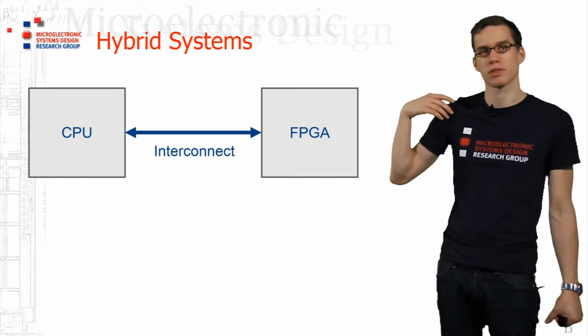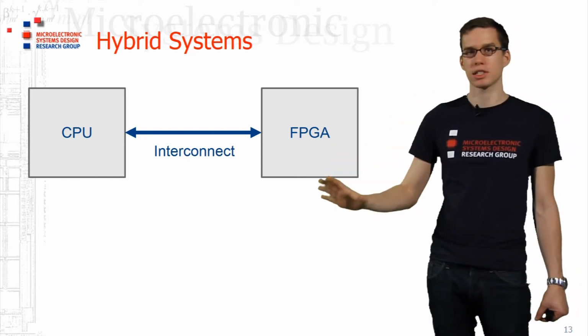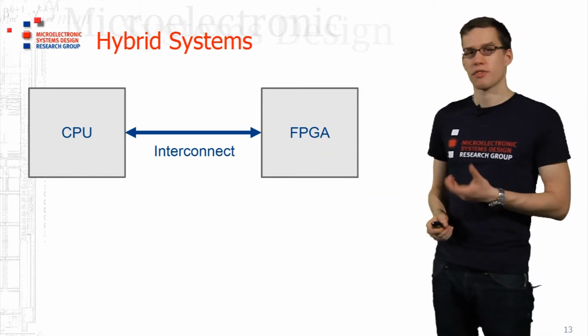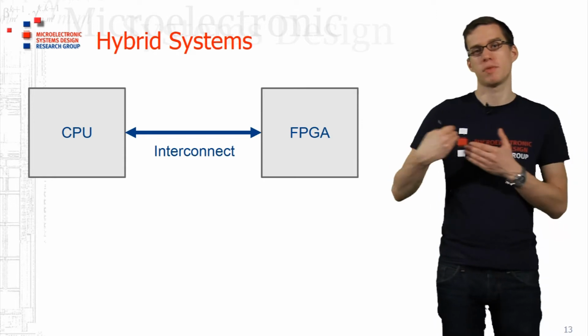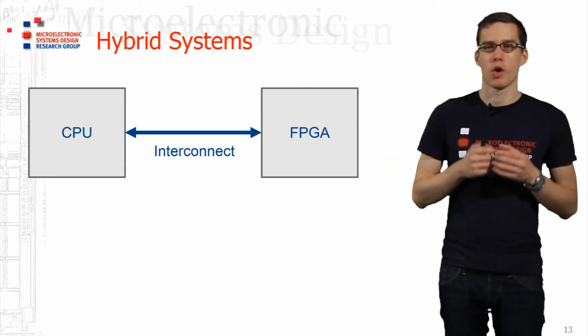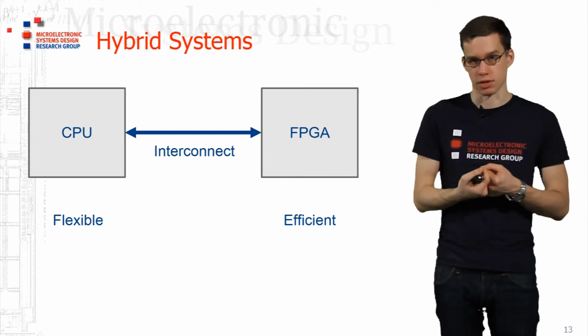A hybrid system consists of a CPU, an interconnect, and an FPGA. The CPU is very flexible, and the FPGA is very efficient. By combining both of them into one system, we get kind of the best of both worlds.